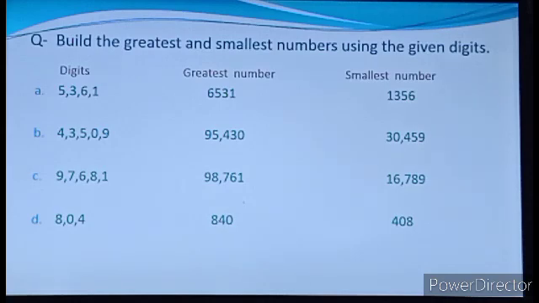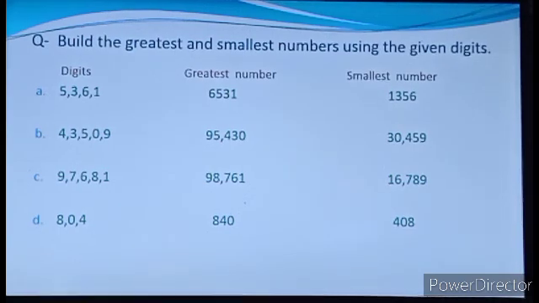Now the last example is 8, 0 and 4. These digits are given. We have to make the greatest number. Start from the greater digit: 8, 4 and 0. The number becomes 840. Now making the smallest number. Again the 0 is here. So you take care, you can't write the 0 first. So which is greater than 0? 4. So you write 4 first, then 0 and then 8. So the number becomes 408.